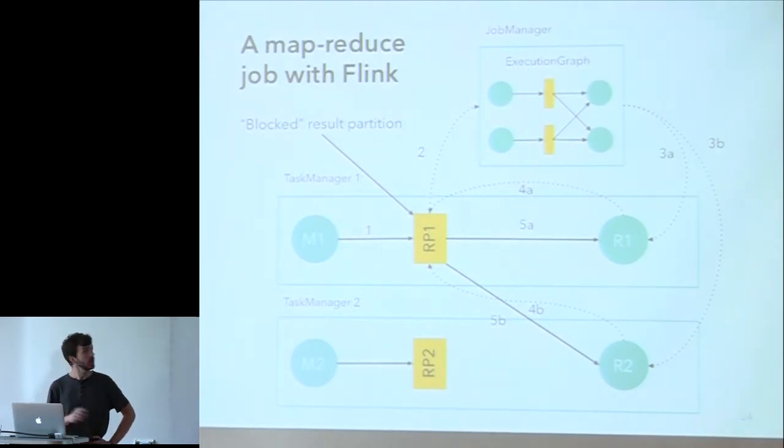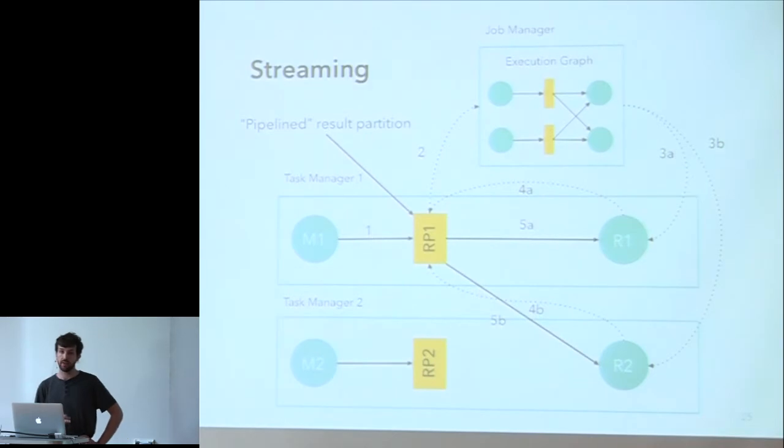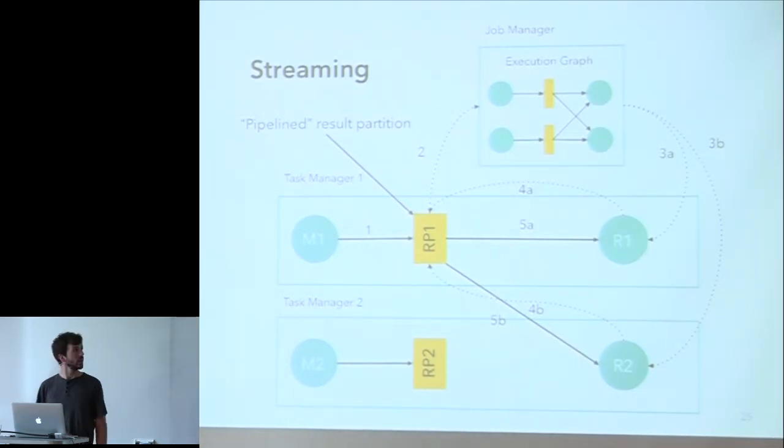In the case of, for example, a simple MapReduce job or a batch job, this can be blocking, so we have to materialize the whole result partition first. Or if we have, for example, a streaming job, we can also do a MapReduce job in streaming. The execution looks basically the same, but we use the pipelined result partition, which means that once data is available for the result partition, we notify the job manager, and the next task can consume the results. That lets us pipe the data through the system in a streaming way.